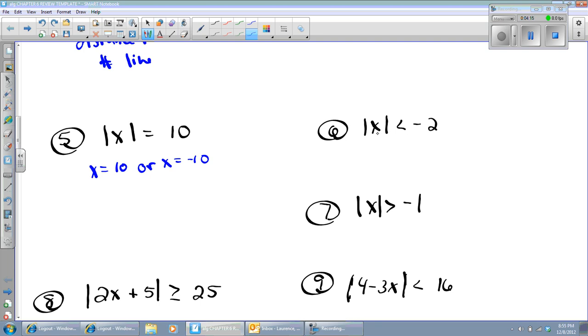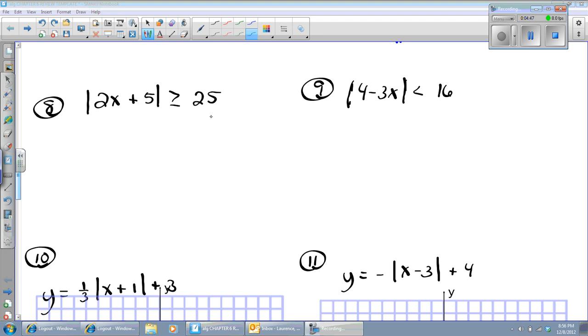All right, now 6 and 7, you got to stick on a brain cell, right, Andrew? We have the distance being less than a negative number. That is not possible. There's no solution. The distance cannot be a negative number. It's got to be 0 or a positive. Number 7, the distance is greater than a negative number. Well, if the distance has to be 0 or a positive, doesn't it have to be greater than a negative? That'll be all real numbers.